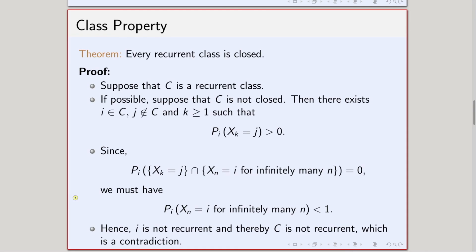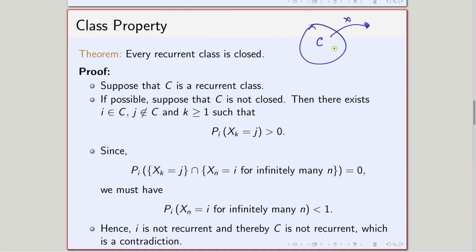With that, let us proceed and see another theorem which helps us to tell whether a state is transient or recurrent. This says that every recurrent class is closed. What does closed mean? Just recall that closed means that if I have a class C, I cannot come out of the class.